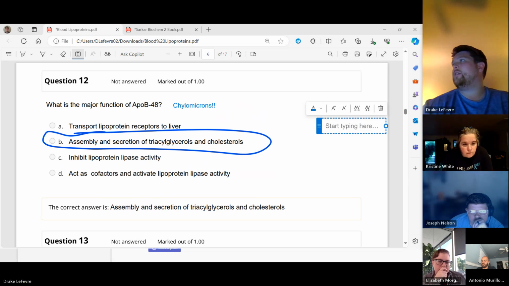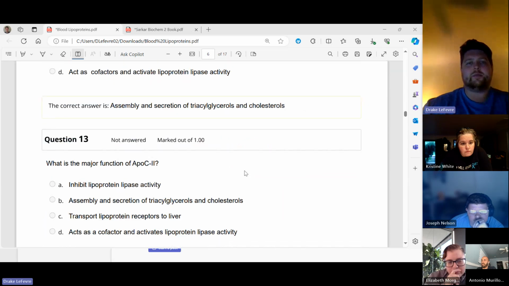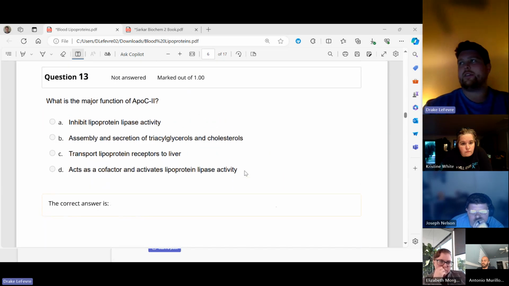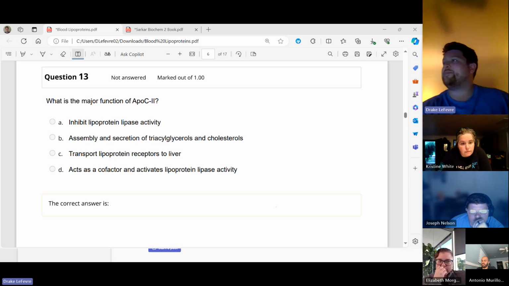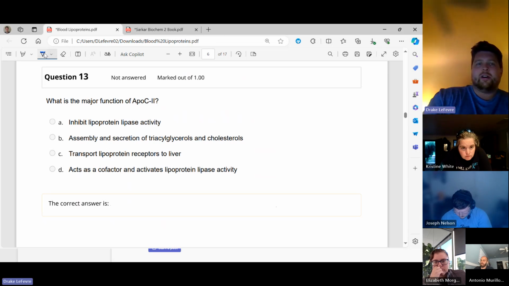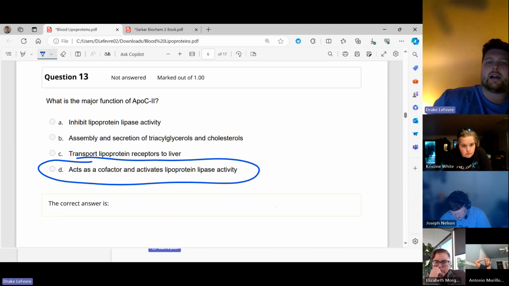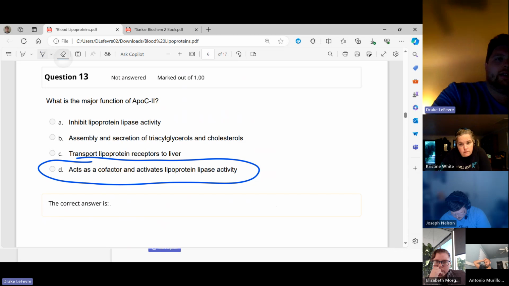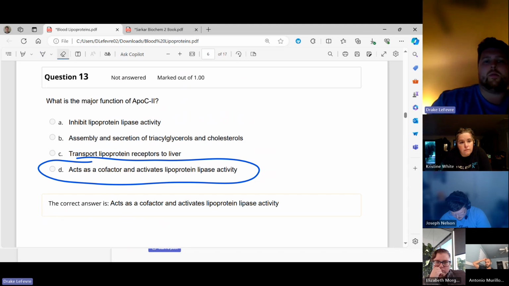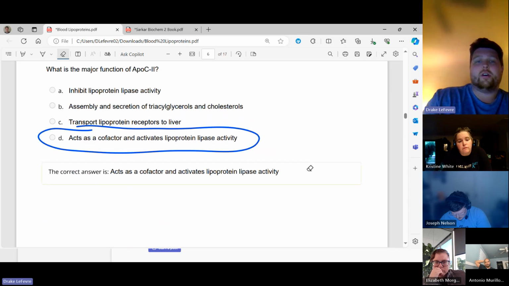Unfortunately, some of the other chapters you could kind of have a good guess of stuff. This seems to be a little bit more of, hey, here's a chart, know the chart, which sucks, but it is what it is. What is the major function of ApoC2? This one is going to act as a cofactor and activate lipoprotein lipase activity. Again, this is just more memorize-y, recognize the name, roughly know what it does.